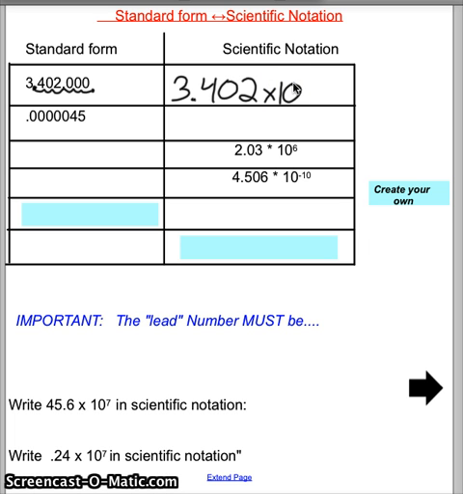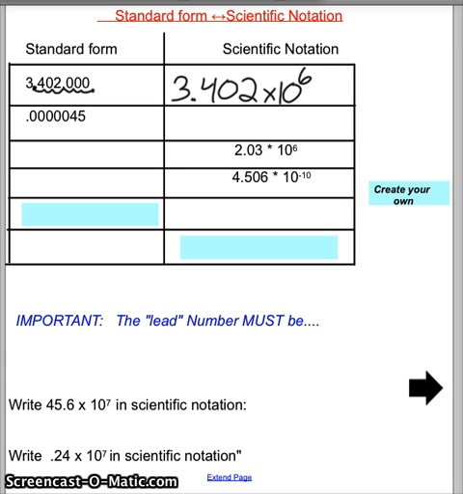Times 10, well now I moved my decimal 6 places, so that is going to be the exponent that the 10 gets. I moved it 6 spaces, so times 10 to the 6th. Alright? So, let's take a look at it the other direction, okay?